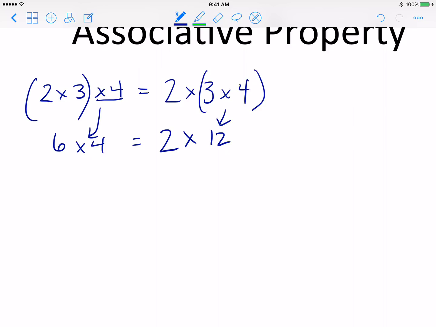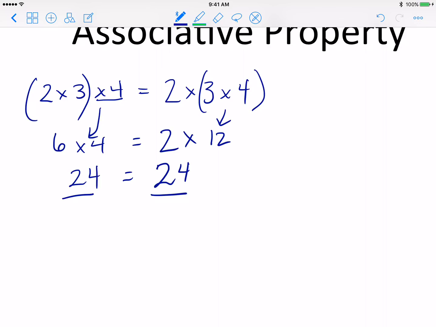So 6 times 4, 4 times 6, count those 24 kicks. So 24 is equal to 12 times 2. To do anything times 2, we're going to skip count by 12. So 2, 4, 6, 8, 10, 12, 14, 16, 18, 20, 22, 24. Okay? So skip count by 2 12 times gets us to 24. And we see that 24 is equal to 24. So we have here that they're equal, they're balanced. These two problems equal the same thing.